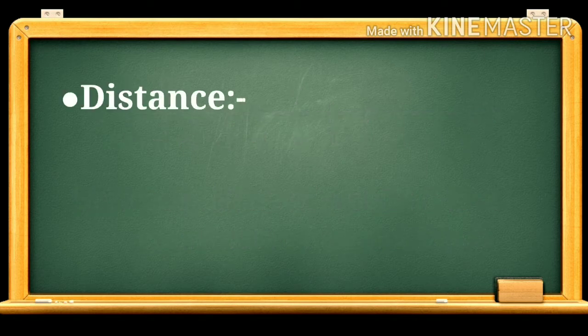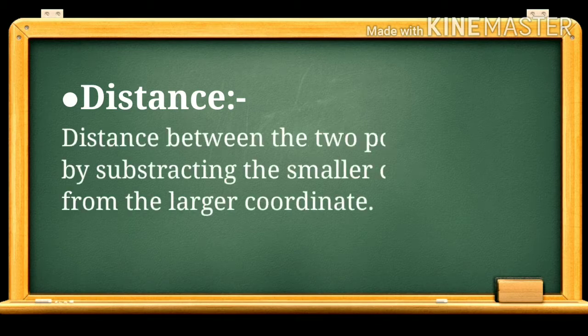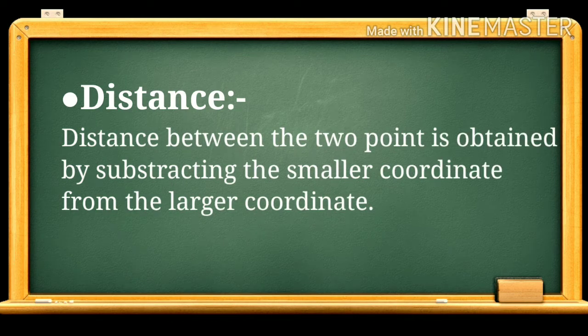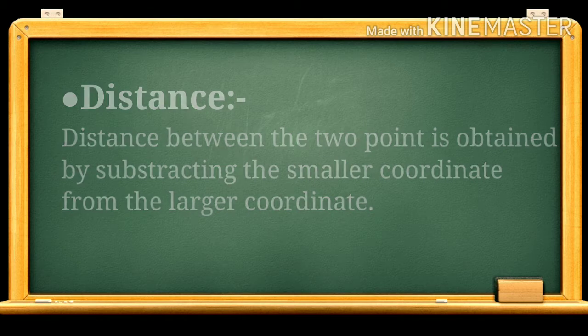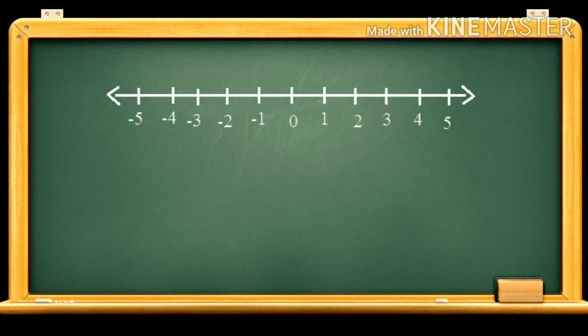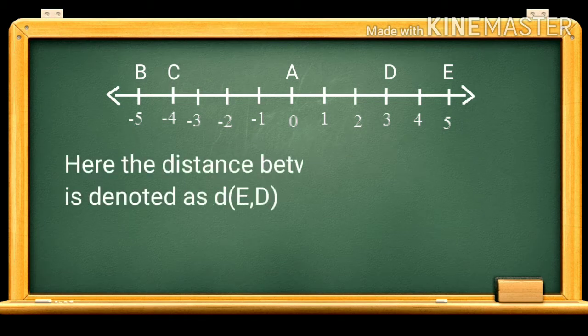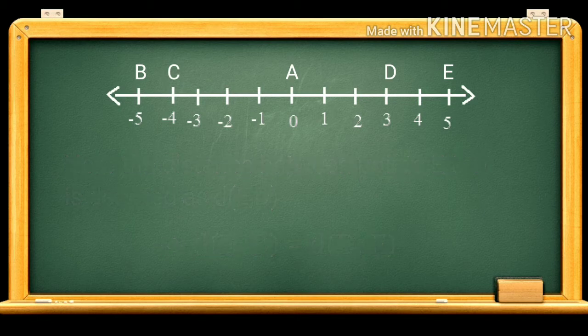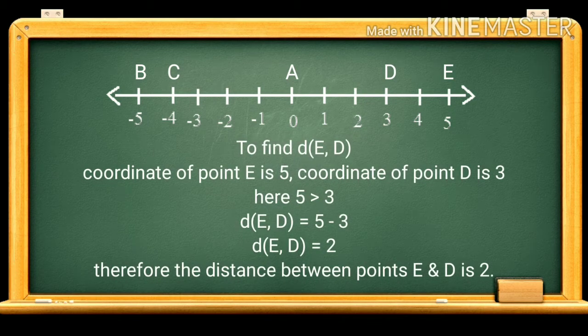Now, how do we find the distance between two points using coordinates? The distance between the 2 points is obtained by subtracting the smaller coordinate from the larger coordinate. For example, here the same number line. If we have to find the distance between point E and point D, then first see the coordinates of point E and point D. So, see the number line.